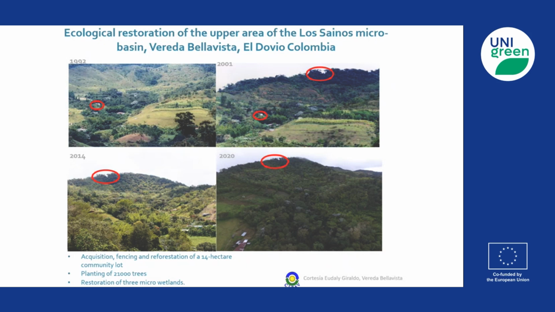This is 2001, how they started to plant trees, 2014, and this is 2020. They bought together as a community 14 hectares, and they started to plant the trees. They planted more than 21,000 trees, and they started to restore 3 micro wetlands. Now they have water for more than 80 families. So you can see the benefit of the ecological restoration in this particular case.